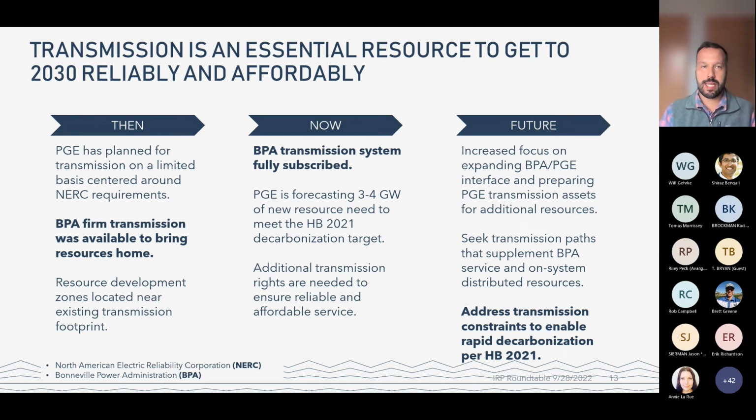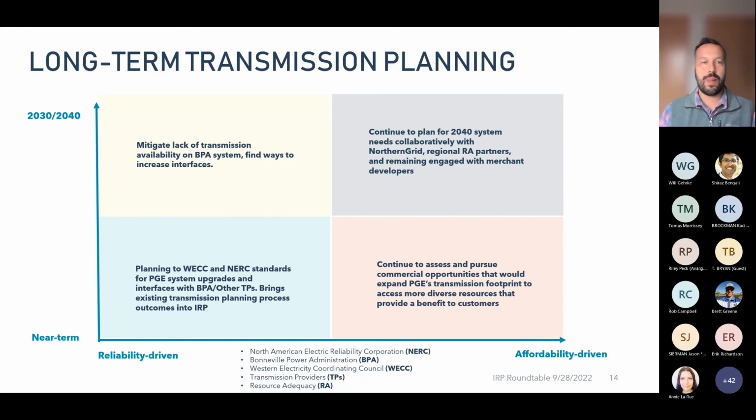Okay, let's go ahead and move to the next slide, please. So the way that we are planning to have transmission show up in the 2023 IRP is really 4 quadrants. The y-axis runs from near-term need to items that are more focused on the 2030 to 2040 targets as we decarbonize. And the x-axis is more reliability driven on the left. So on the bottom left, we have near-term and reliability. Then as we move to the right, it's more focused on affordability, right? How do we ensure that we are procuring resources, including transmission resources if appropriate, for our customers that maximizes benefit and minimizes impact?